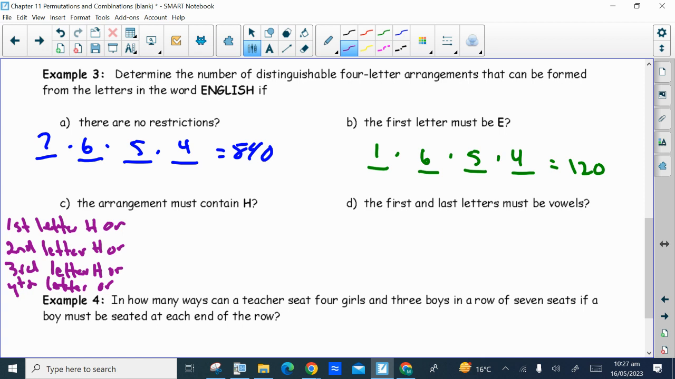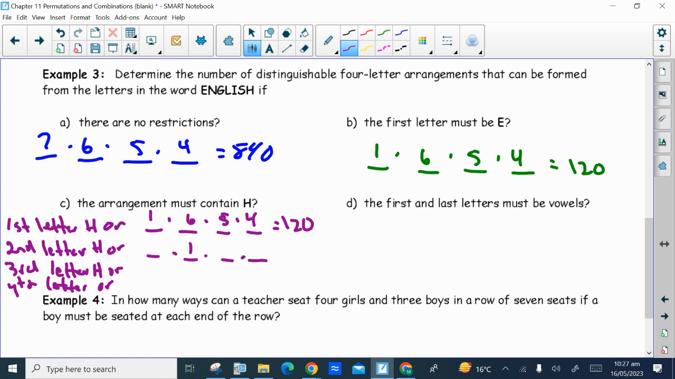So, if the first letter is an H, you're going to have one choice for the first letter, then 6 times 5 times 4 for the remaining, like we did in part B. That gives us 120. 120 different arrangements if the first letter is the H. Now, what if the second letter is the H?